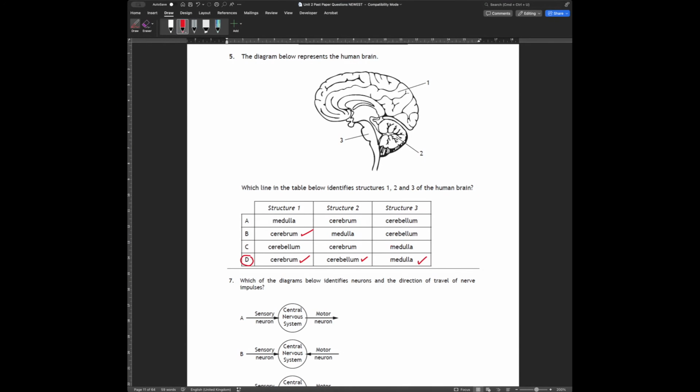You need to know the various parts and just be careful you don't get your cerebrum and cerebellum mixed up, because a lot of students do that and it's understandable because it's very similar as a word. But just go over that a number of times until you're happy with the difference between the two.